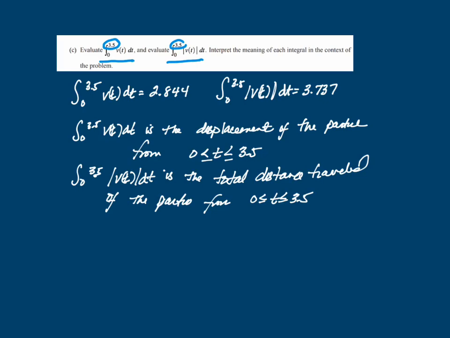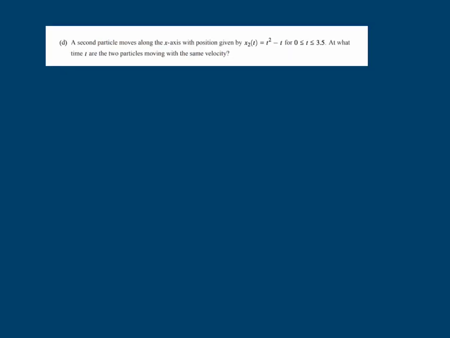This one is worth 3 points also. You get 1 point for having both of these answers right. So you have to get them both right to get the point. I think maybe they might give you a half and a half. I'm not sure, but that's what it says, 1 point for both answers. And then 1 point for having displacement of the particle and 1 for having total distance traveled. So that was part C, and we've got one more part.